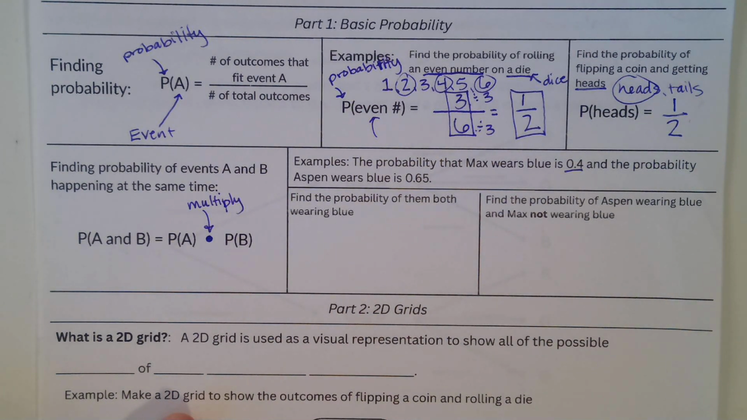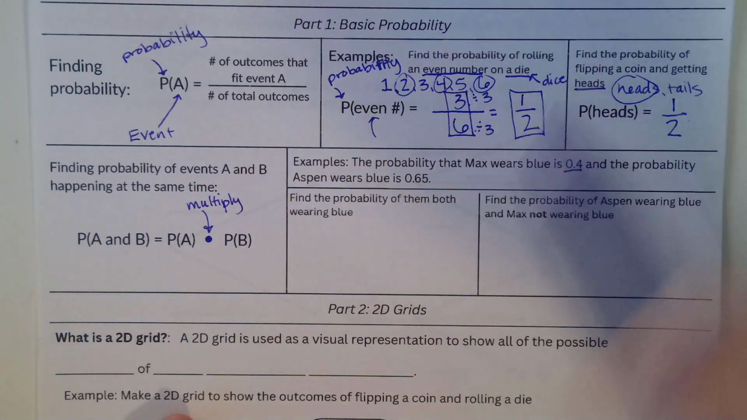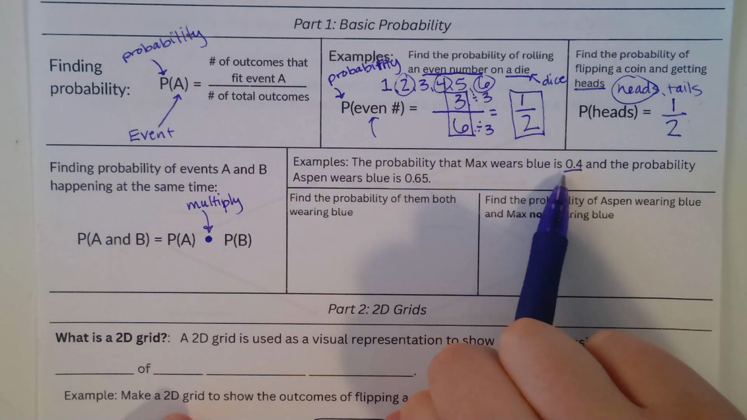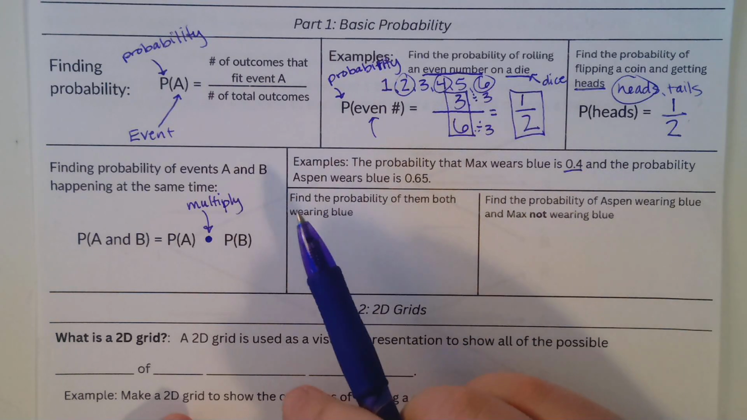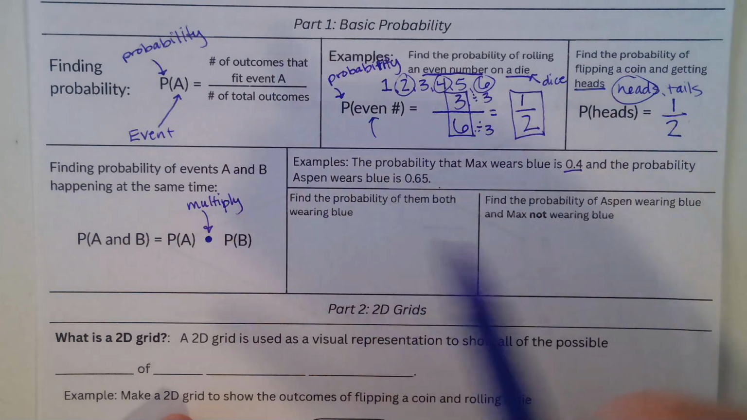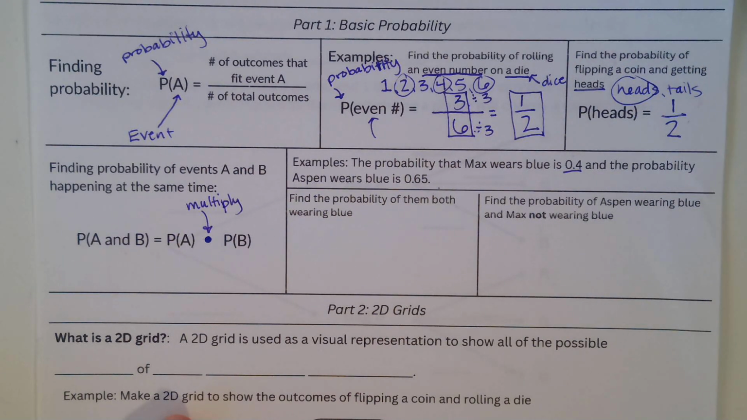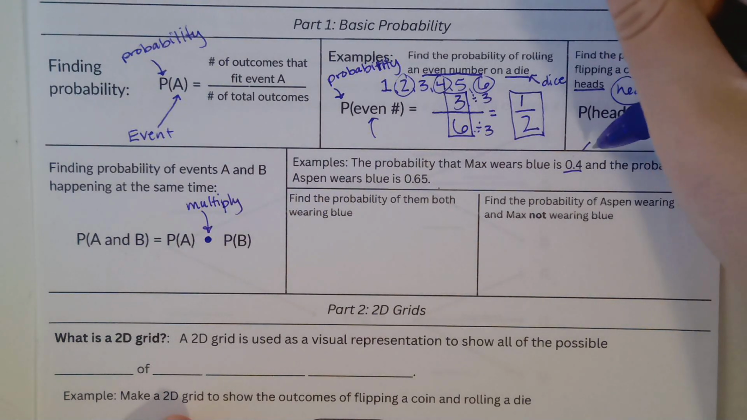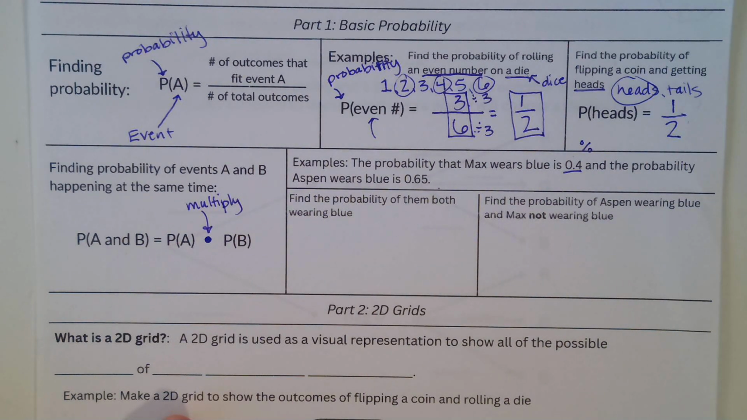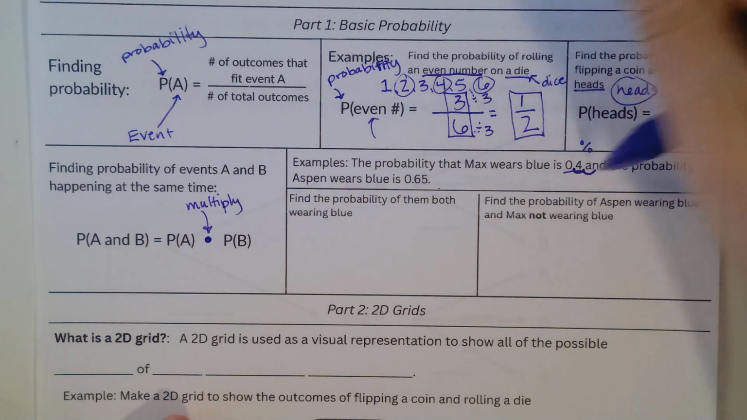They all work, they all function the same way. But in this case, it is going to give it to us as a decimal. So it says the probability that Max wears blue is 0.4, and the probability Aspen wears blue is 0.65. One other way that you can think about it, and for some people this makes a lot more sense, is rather than thinking about these as decimals, thinking about them as percentages. So like changing that 0.4 into something percent. And how you do that is by taking a decimal and just moving it 2 spots over to the right.